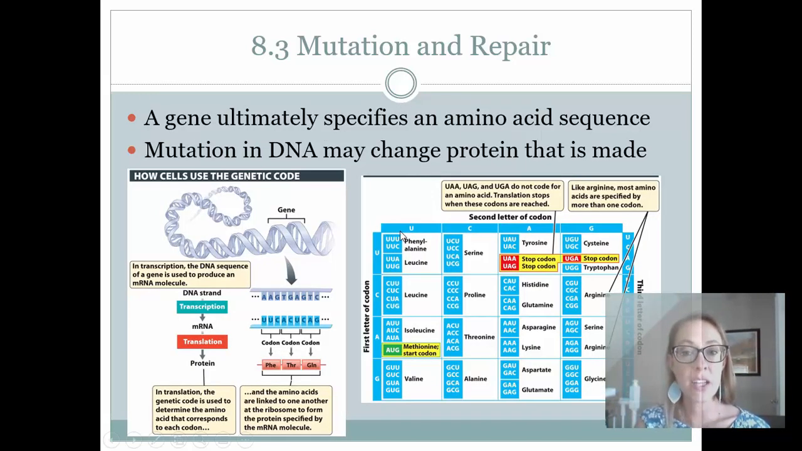So let's go back to phenylalanine. We said, well, our phenylalanine amino acid could be put there if we have the UUU codon or if we have the UUC codon. Well, in this particular instance, a base substitution at that last position would not change the amino acid, and the protein would be made just like normal. So that would be an example of a silent mutation. Shh, nobody knows that it happened.